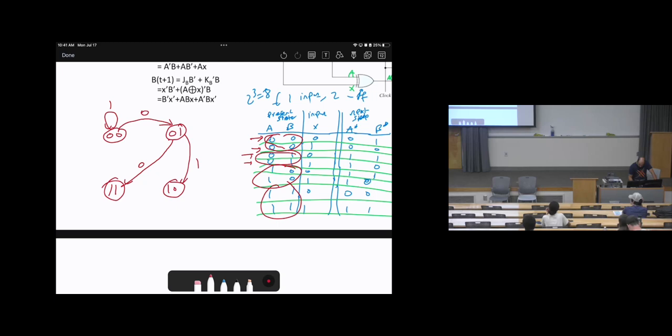Now let's look at 1, 0. With input 0, it will go to 1, 1. With input 1, it will remain at 1, 0. Now 1, 1 with input 0, it will go to 0, 0. With input 1, it will remain at 1, 1. Then that's it.